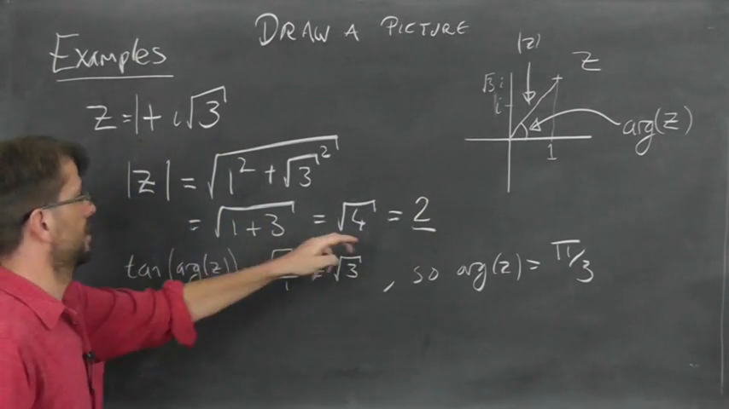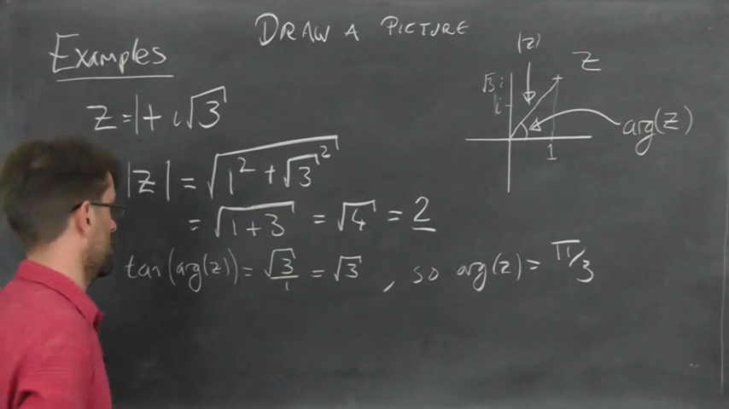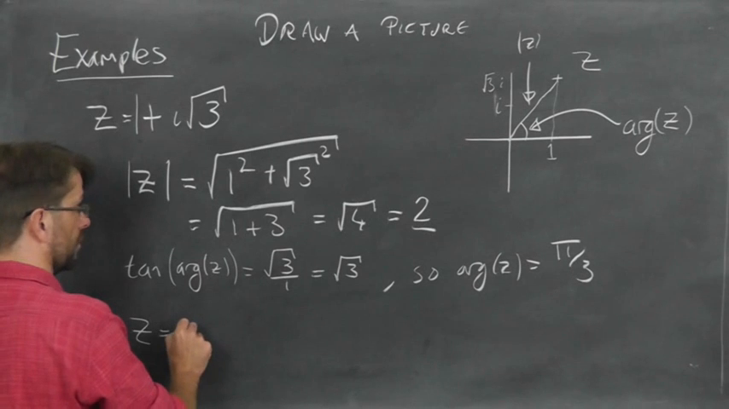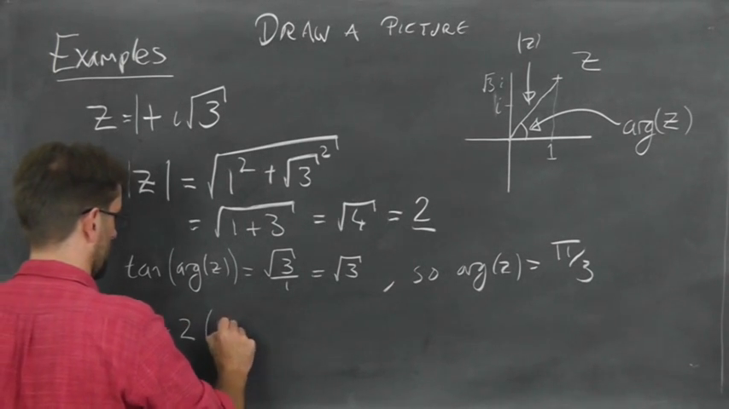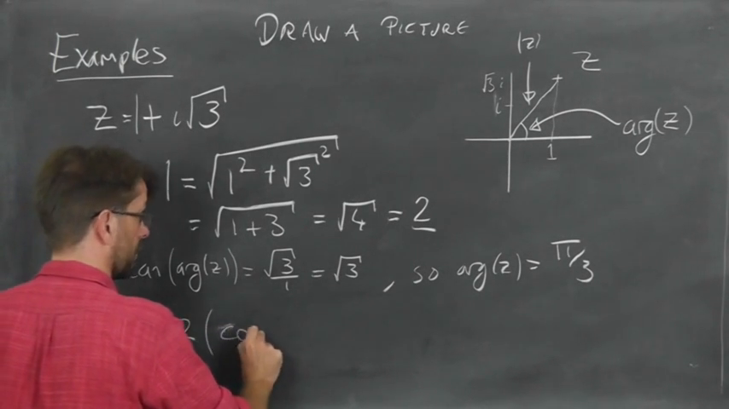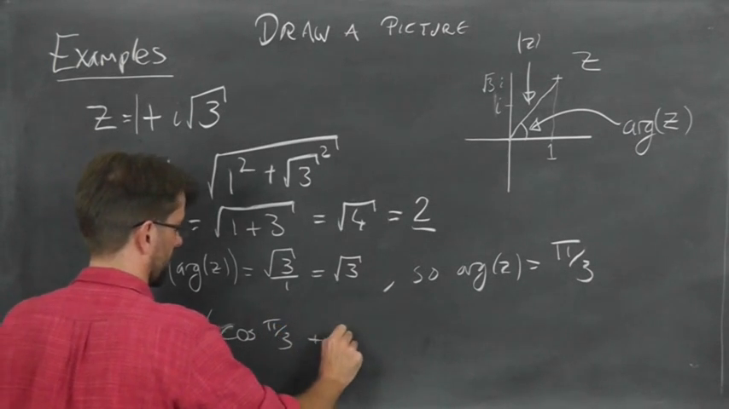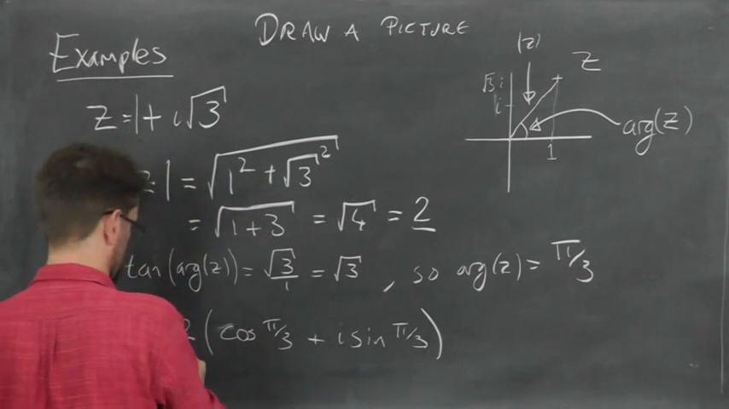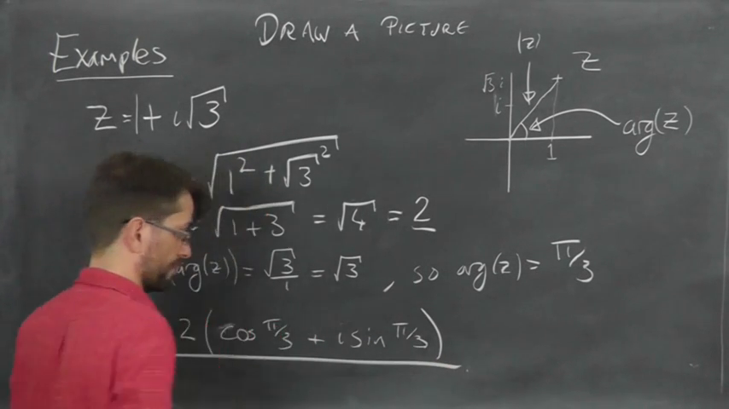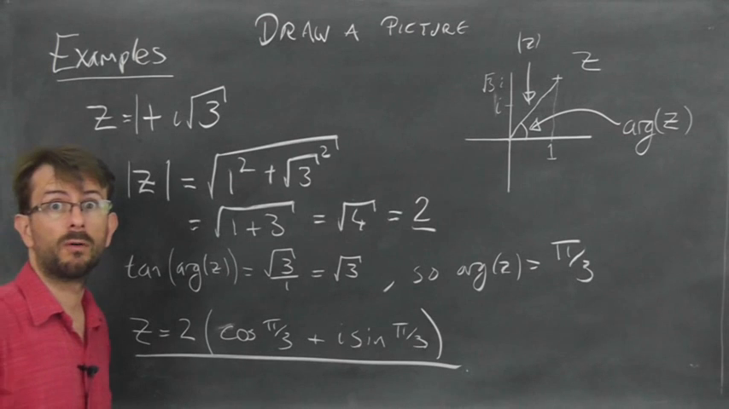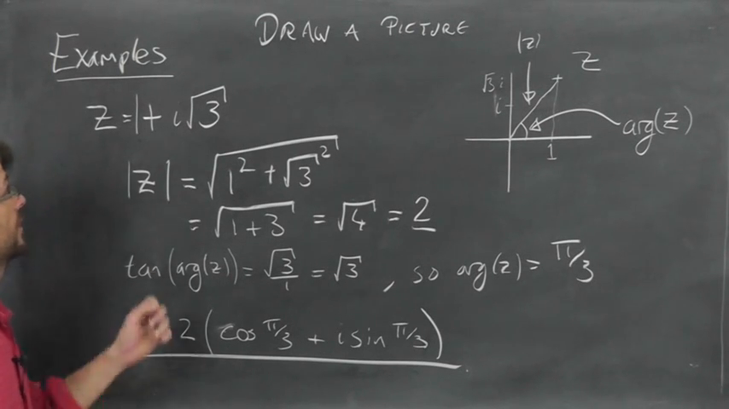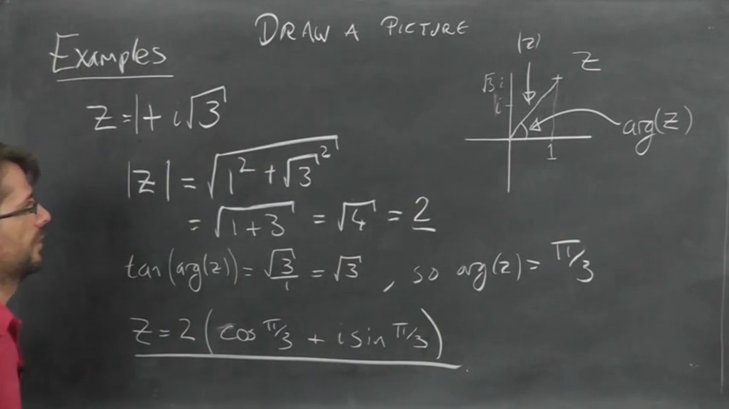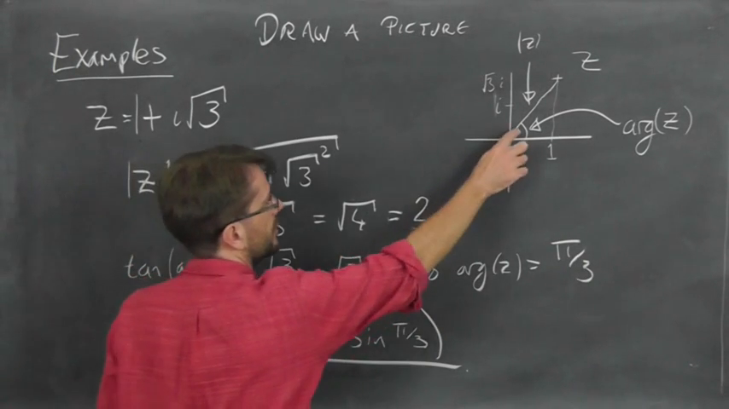Okay, so we've got the modulus and we've got the argument. So this tells us what the polar form is. So z is equal to 2 into cos pi by 3 plus I sine pi by 3. Okay, it's one way of expressing z as a complex number in polar form. Okay, so that's the first example. So that's a sort of nice easy example because we're in the first quadrant here.